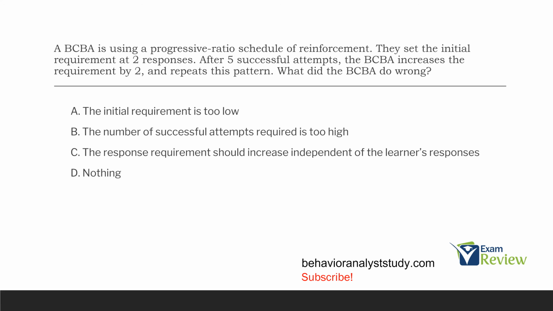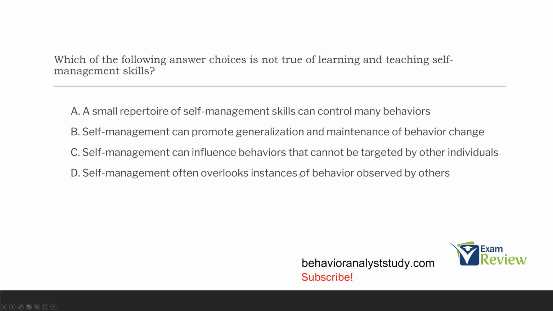So, what did the BCBA do wrong? Essentially, they tied when they're fading the reinforcement out to the learner's successful attempts. Instead, they need to fade their reinforcement out on a systematic schedule independent of successful attempts. So the answer here is C. The response requirement should increase independent of the learner's responses.